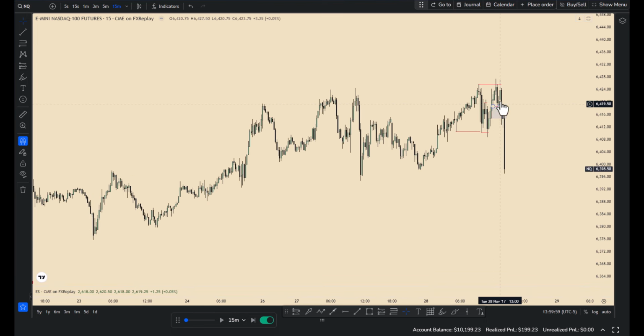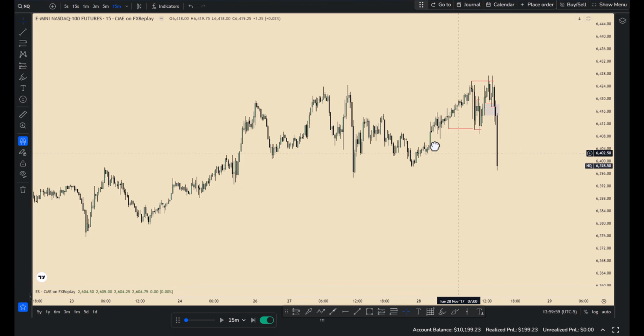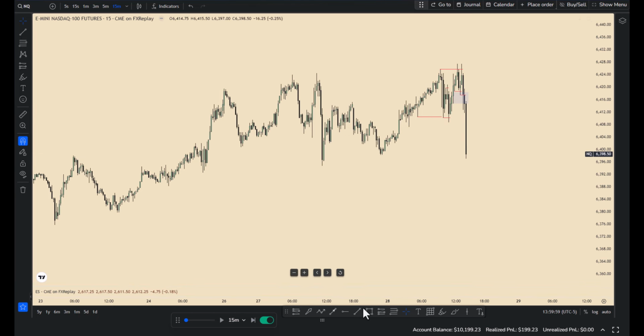So from a higher time frame view, you can see that this is clearly a range, and we were lucky that we got some trades from here. This should be the next low.